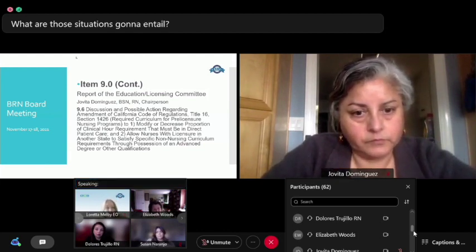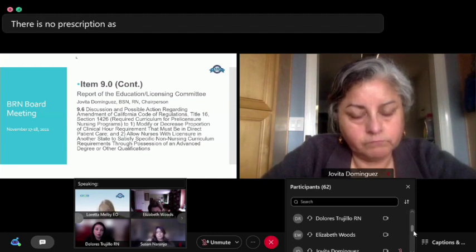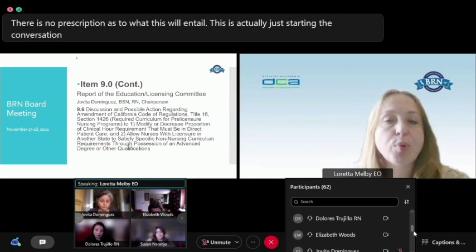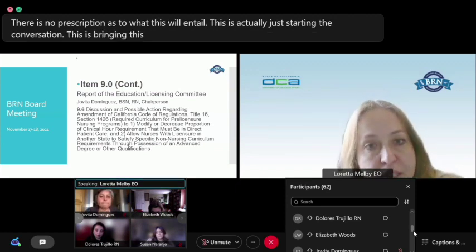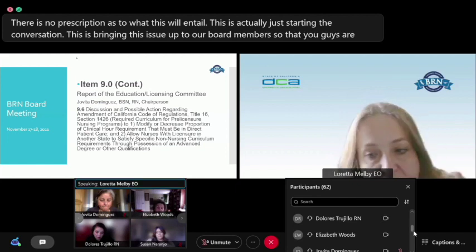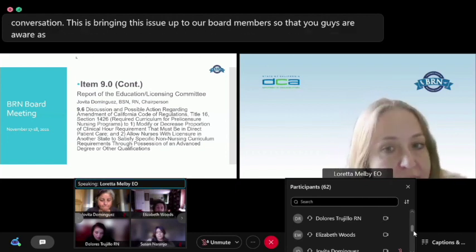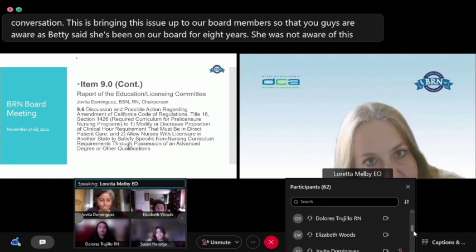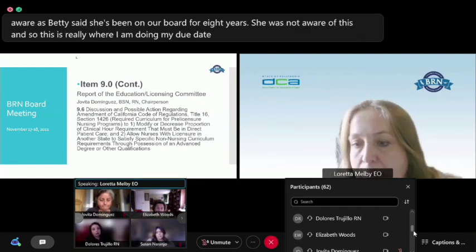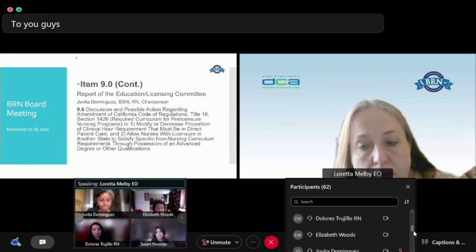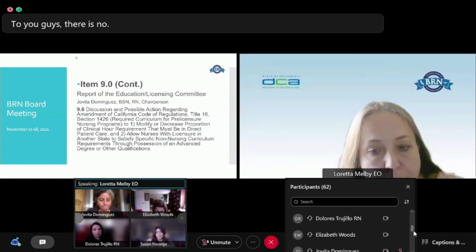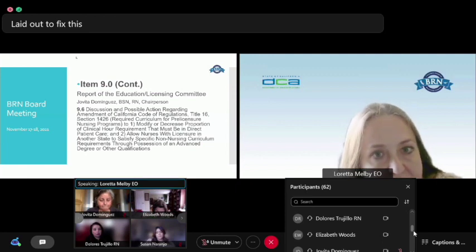There is no prescription as to what this will entail. This is actually just starting the conversation. This is bringing this issue up to our board members so that you guys are aware. As Betty said, she's been on our board for 8 years. She was not aware of this. And so this is really where I'm doing my due diligence to bring these issues to you guys. There is no path laid out to fix this. This starts with the conversation here.